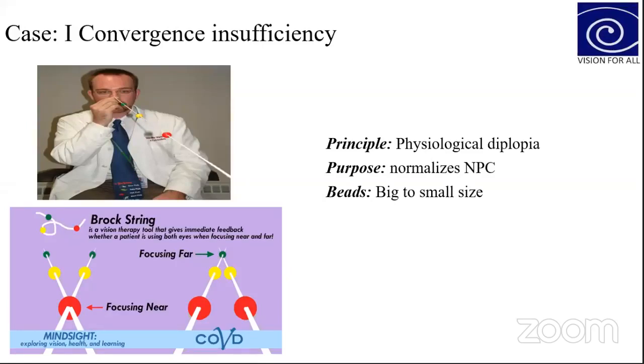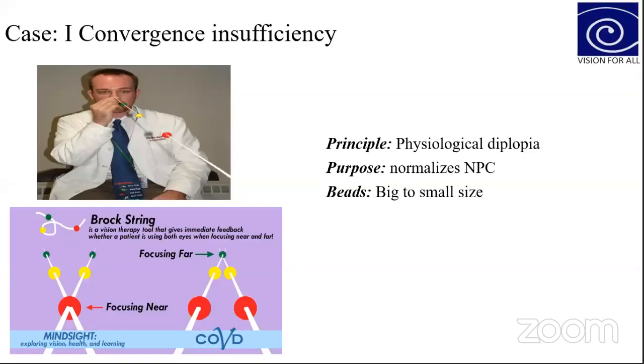Okay, so if the beads appear double, this is physiological diplopia. Always ask the patient to look at one bead and maintain it, so that the patient first gets the physiological diplopia, and it will help to maintain the physiological diplopia. Then you can move on to the next bead, similar like that. The main purpose of this therapy is to normalize the near point of convergence.